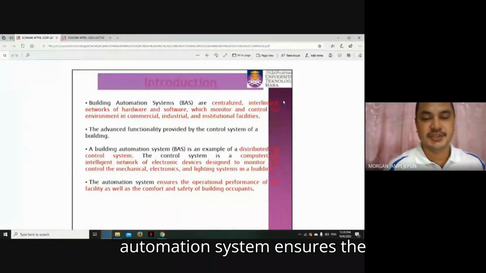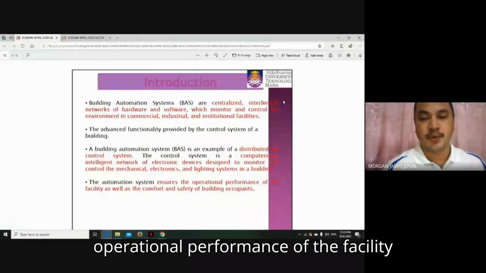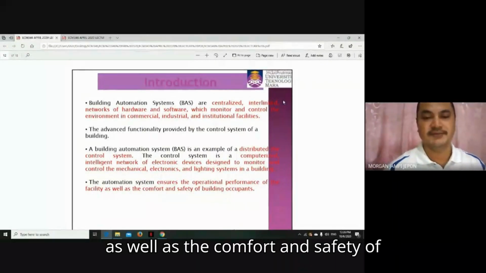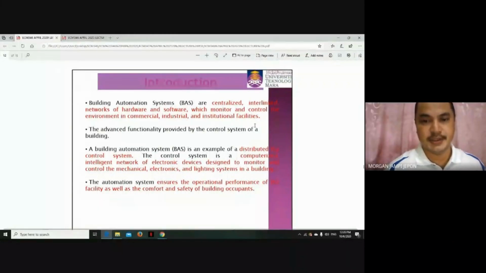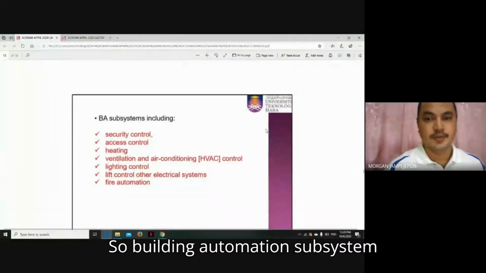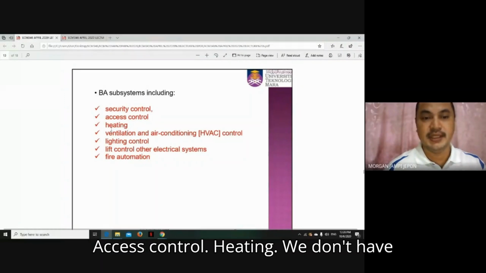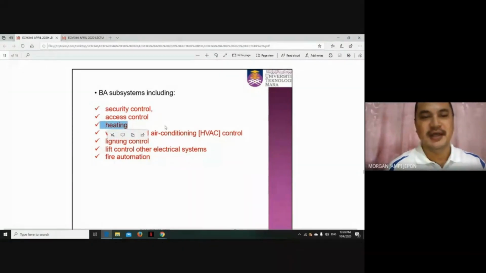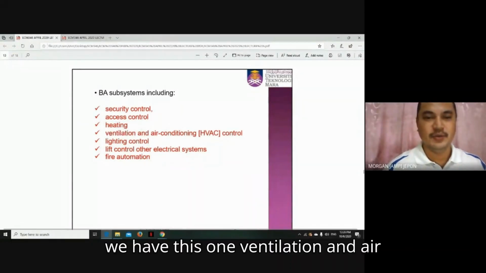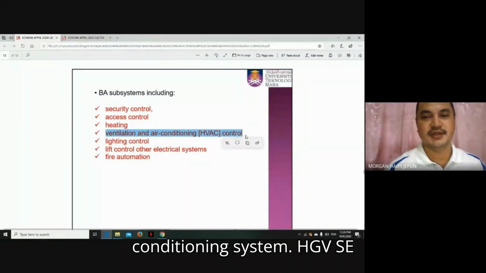The automation system ensures the operational performance of the facility as well as the comfort and safety of building occupants. Okay, so building automation subsystem including security control, access control, heating. We don't have heating, so we have this one, ventilation and air conditioning system, HVAC.